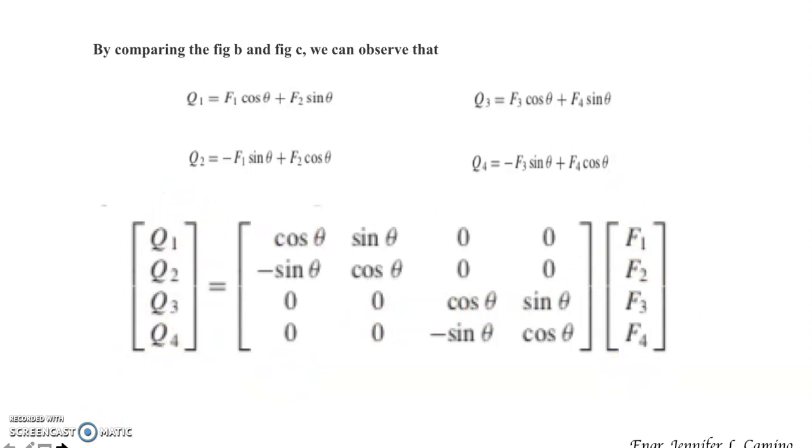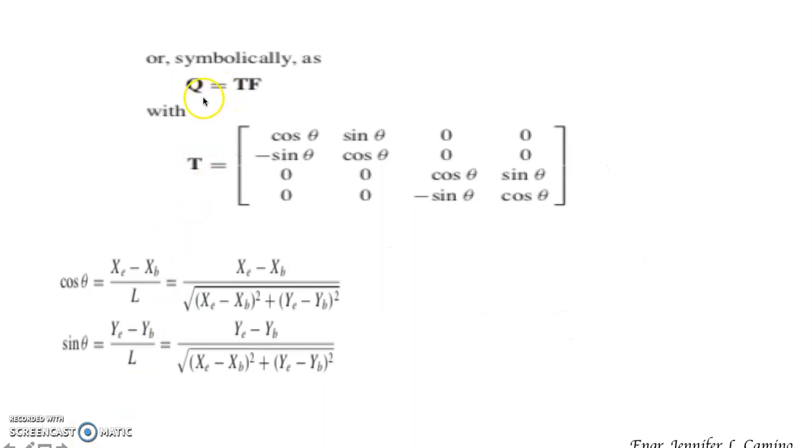So this can be expressed as Q is equal to T times F, where Q is our member end forces in the local coordinate system, which is equal to the transformation matrix multiplied to the member end forces in the global coordinate system. Of course, our T is the transformation matrix, which is equal to this form with these elements.